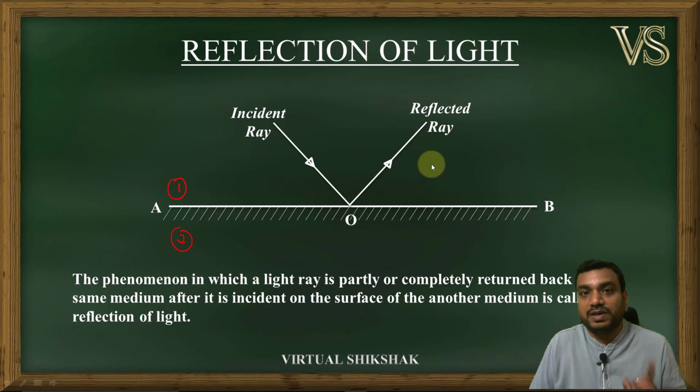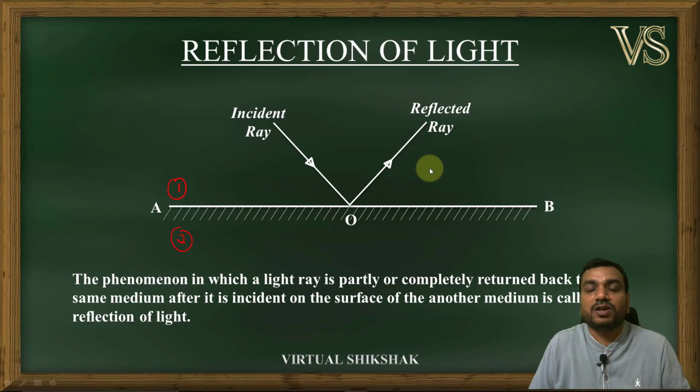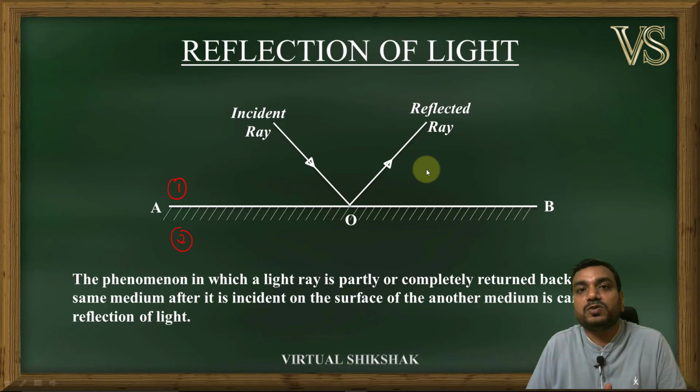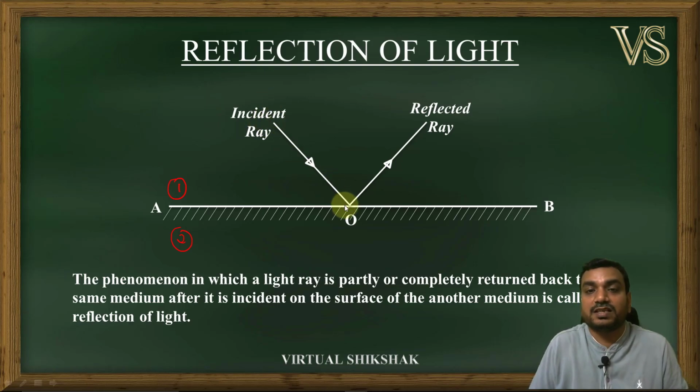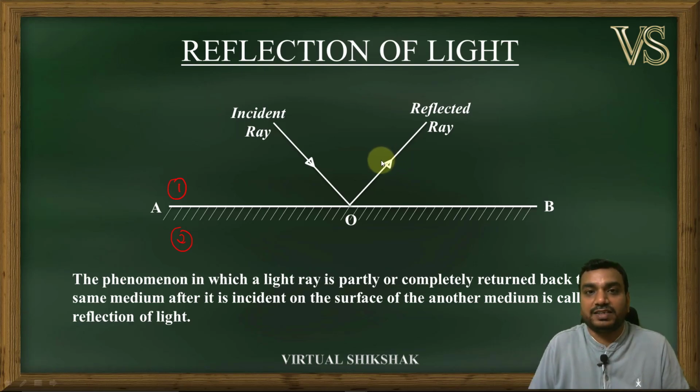Okay, so I'll repeat again, what is reflection of light? It is nothing but the phenomenon in which a ray of light traveling from one medium towards another medium, after hitting the interface, a part of it or the complete incident ray is reflected or turned back to the same medium. This phenomenon is called reflection of light.